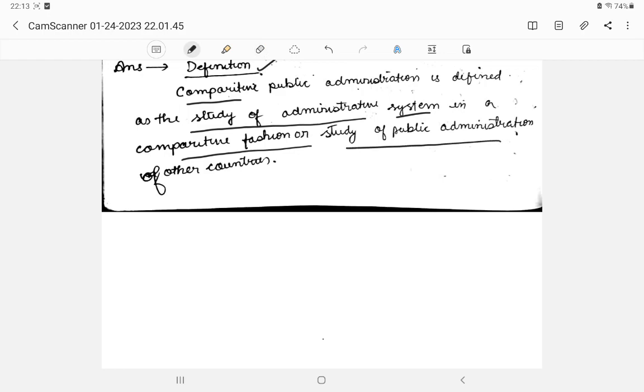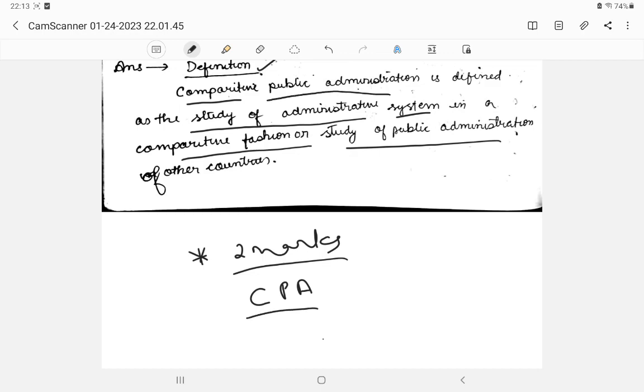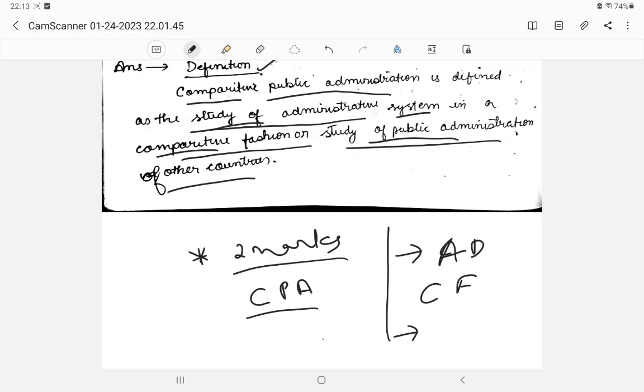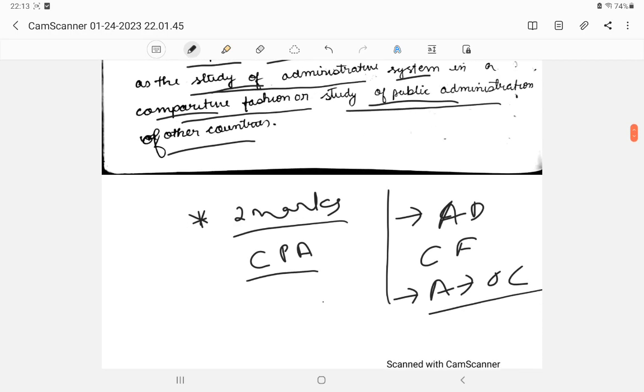So I hope you understood this. For the 2 marks question, for example, what is comparative public administration? Comparative public administration is defined as a study of administration in a comparative fashion, or a study of administration of other countries. So that is 2 lines. You can write this for 2 marks.